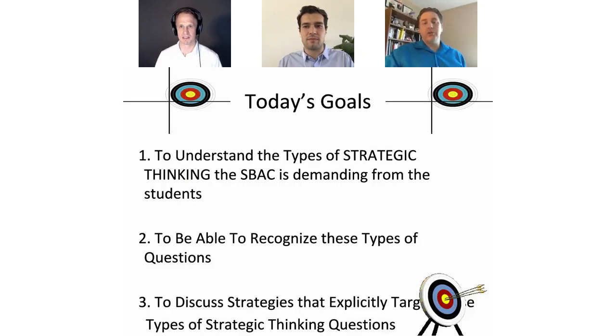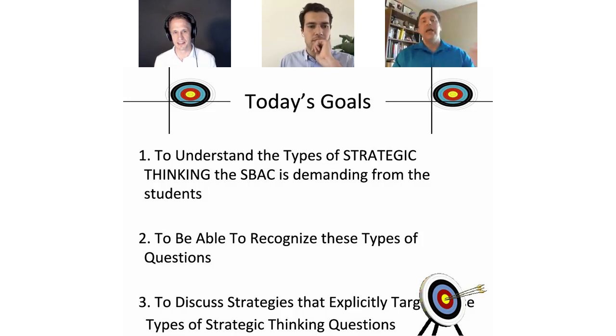So the goals for this particular training are here. 1, I want you to know the types of strategic thinking that the SBAC is demanding from the students, so that when you see it, you can recognize it. 2, I want you to be able to target it when you're looking at an IAB, when you're looking at a release item, or even if you're just walking through the classroom during the SBAC, you gaze at a question and you're like, oh, I know the kind of strategic thinking that is. I know how to target that. I want people to just be able to do it automatically, as if they see an addition problem and know it's addition.